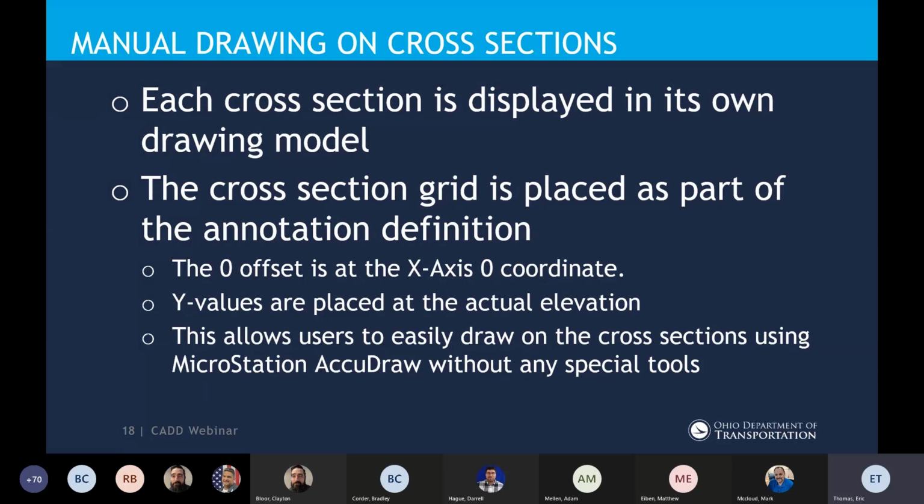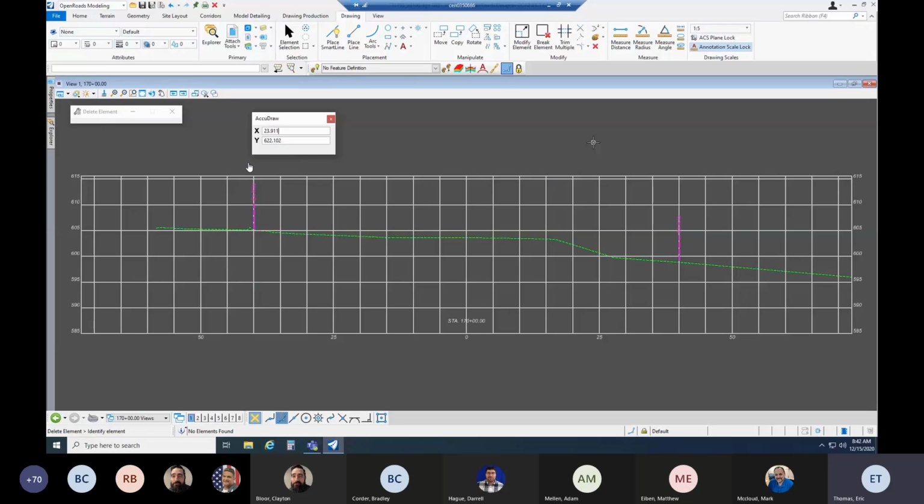So those of you with a GeoPack background, remember there were some tools in GeoPack that were used for drawing on cross sections, and that was because it had to be related to the cross section cell. They weren't drawn at their actual elevations. That cell could be anywhere in the file, but in OpenRoads, since they're each in their own model, they're each at that zero offset and the actual y value. So here's a video just kind of talking about some tips for drawing on cross sections.